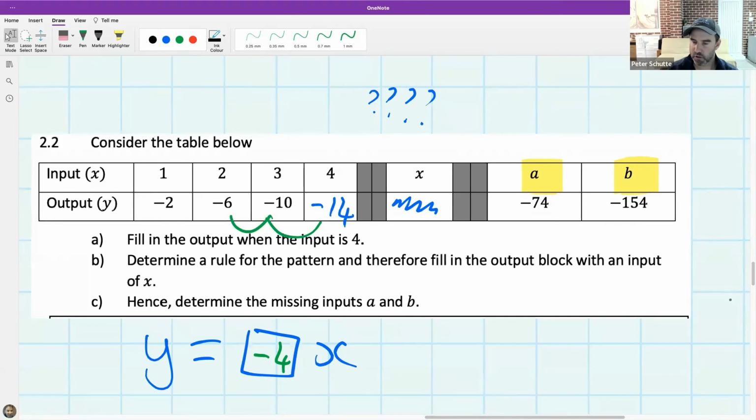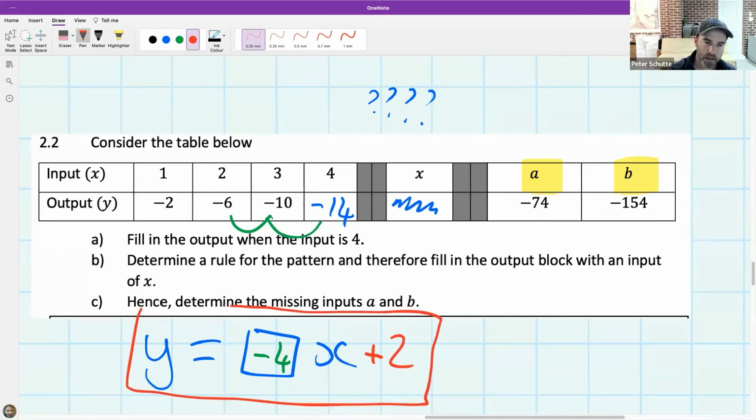Imtiaz, I tried to unmute you. Yes. I think it's minus 4x minus 2. Yeah, that's perfectly right. Okay, minus 4x plus 2 does get me to minus 2.